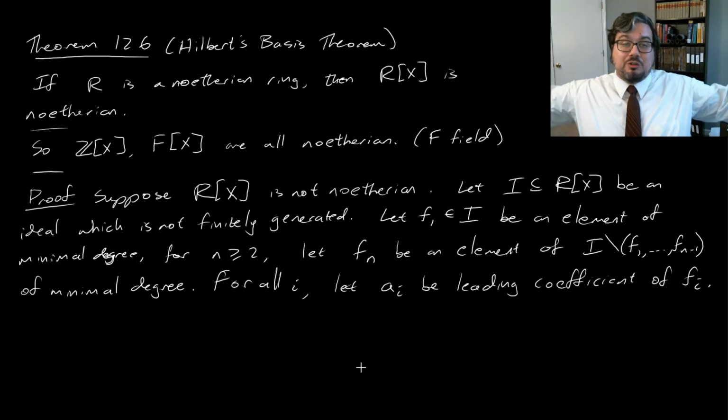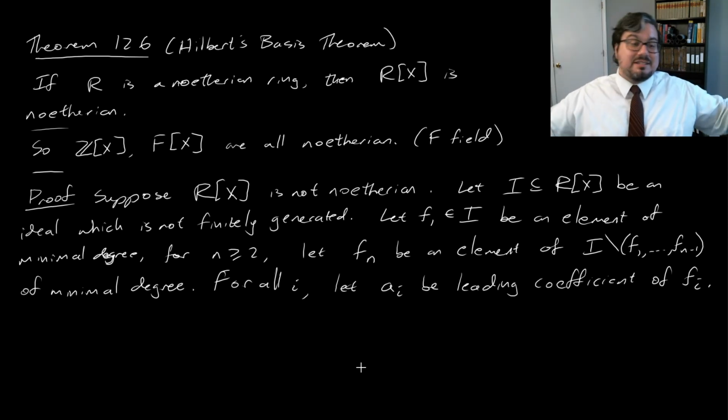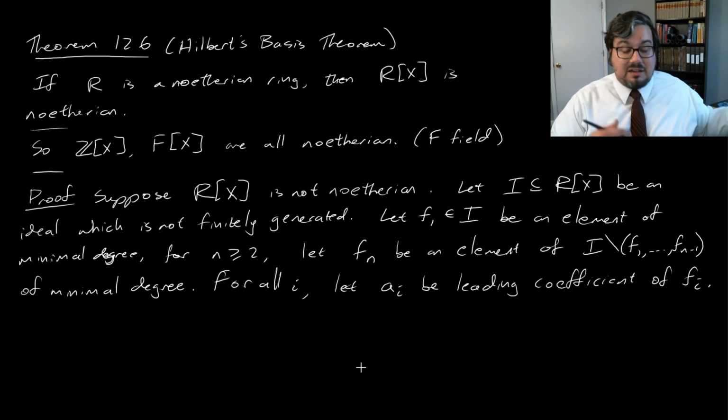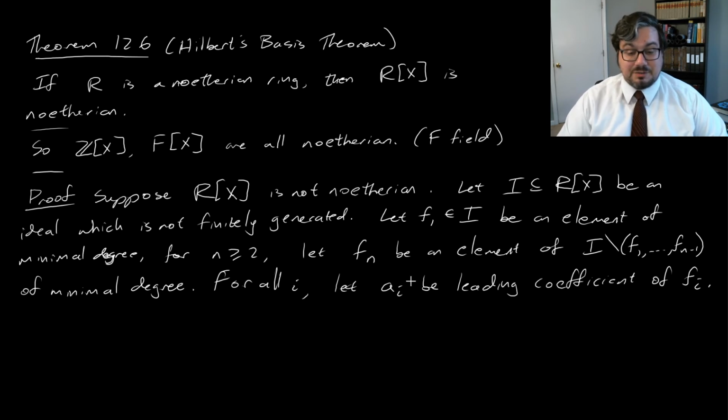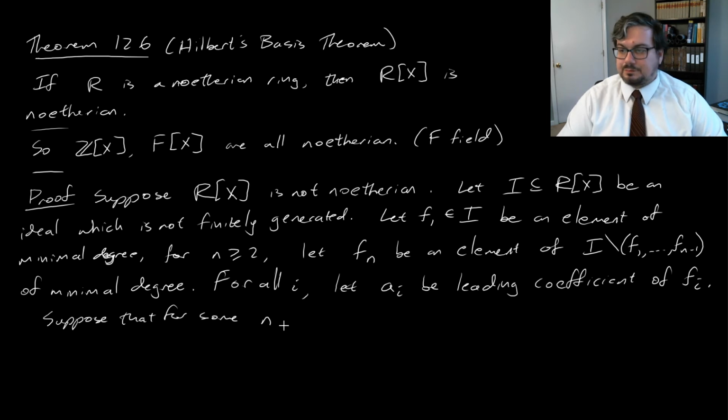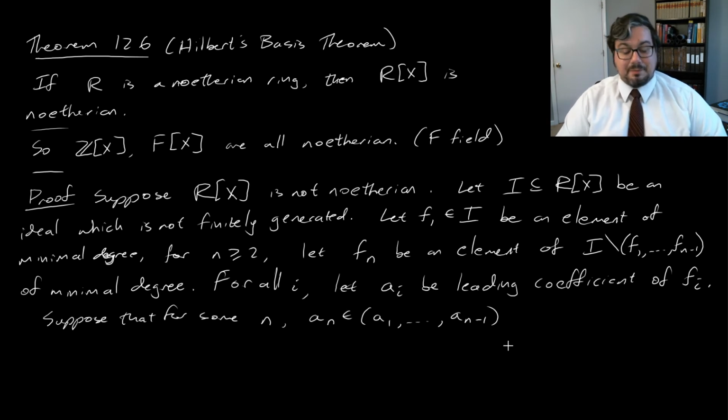Now, what we are going to claim is that we're going to be able to use these A's to build up an increasing chain which never stabilizes, just as we did in the last half of the previous proof. So what we're going to show is that each of these Ai's does not belong to the ideal generated by the previous ones. So we'll do that by contradiction. Let's suppose that for some n, we have that An is contained in the ideal generated by A1 through An minus 1. We're supposing this, and we're going to arrive at a contradiction.